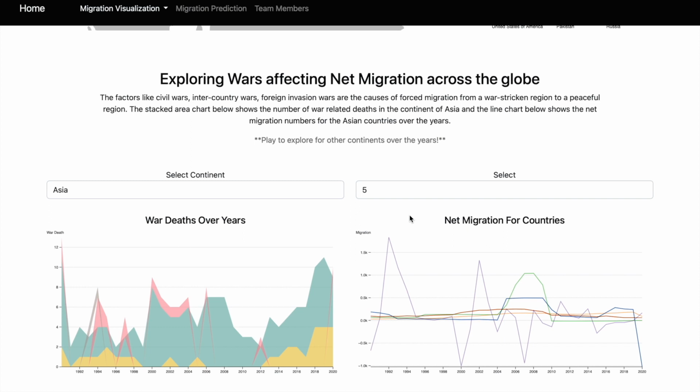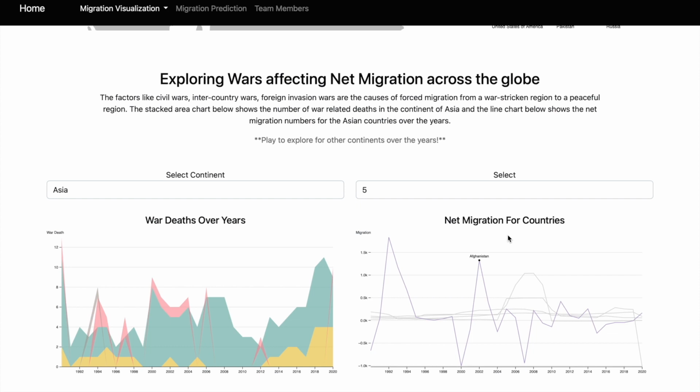So here we see a peak of war deaths in 2000, and we can see that the main deaths are because of the civil war and also the inter-country war. On the right hand, in this line chart, we see that there is a drop for Afghanistan, and it's because at that time there was a severe civil war, so people moved out to nearby countries like Pakistan for safety reasons, as we see in the previous chart.